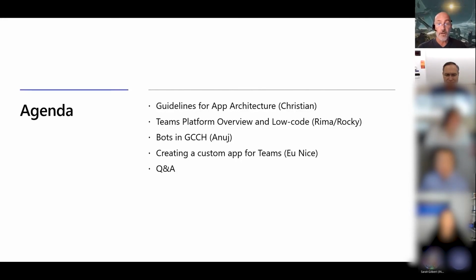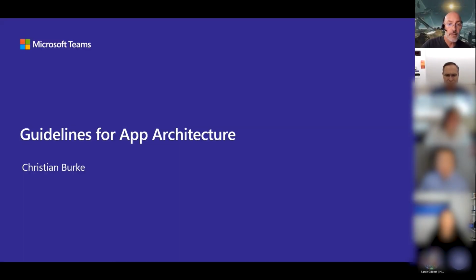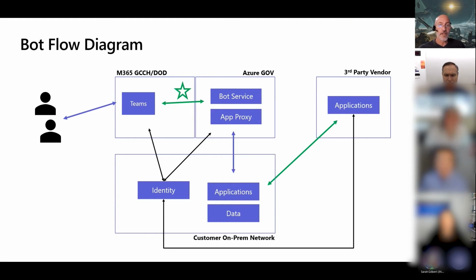Let's go ahead and give this a run. The next slide, there we go, guidelines for app architecture. So the next slide after that is this one. I just drew this up. It's really cute. You have the users on the left, who have been able to join Teams in GCC High for a very long time, and that's pretty cool.